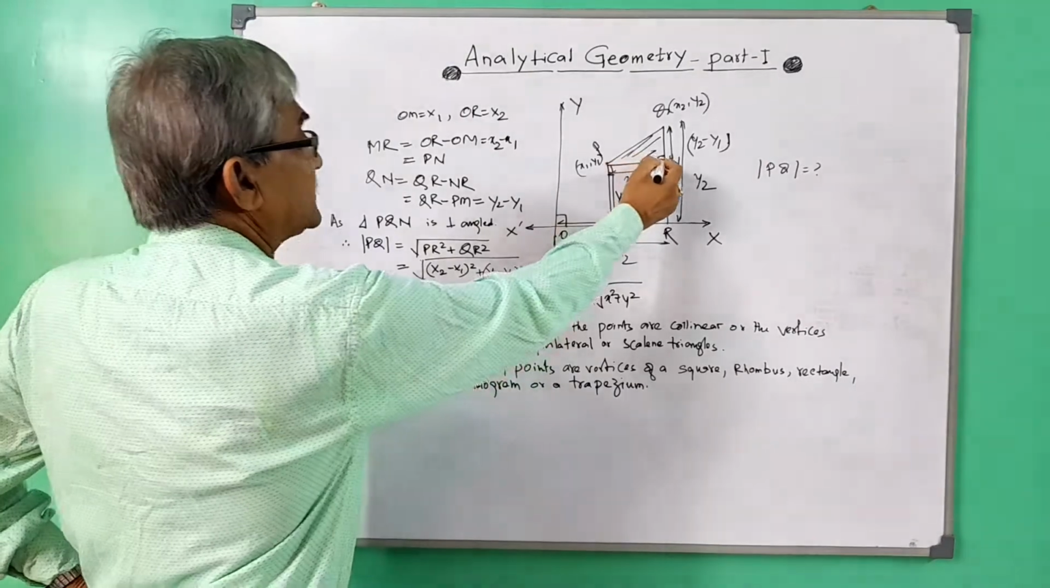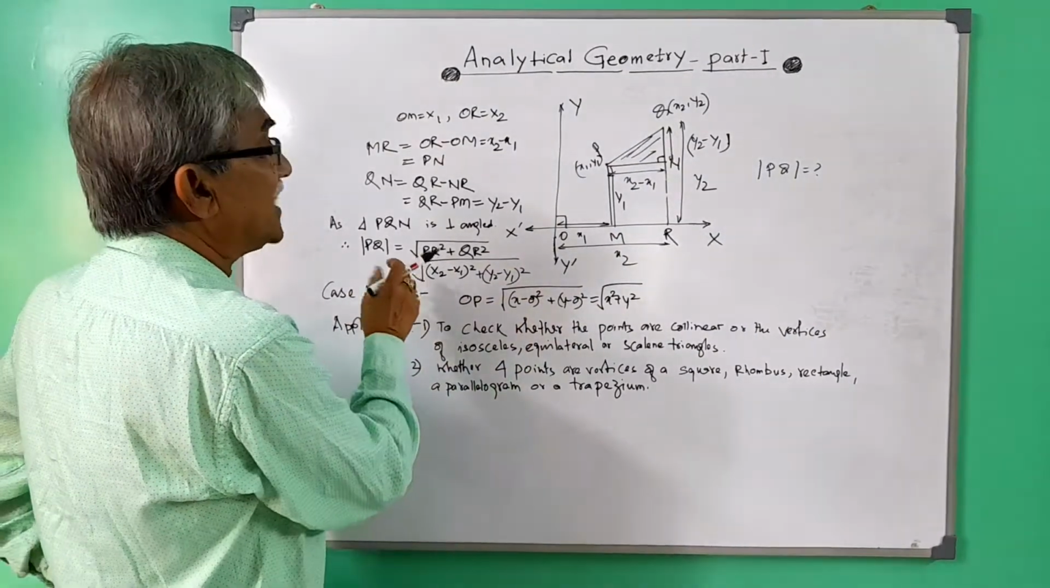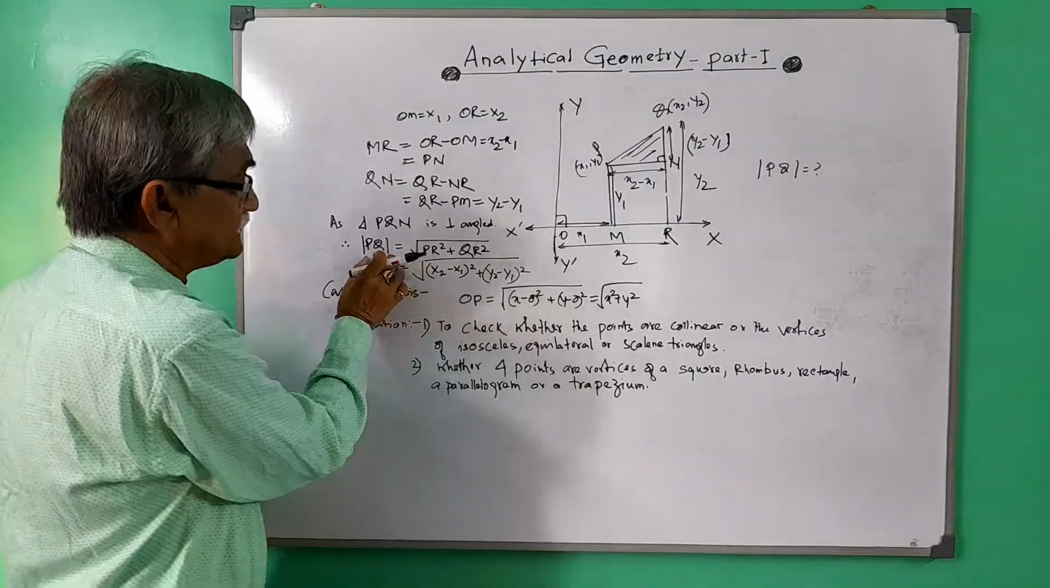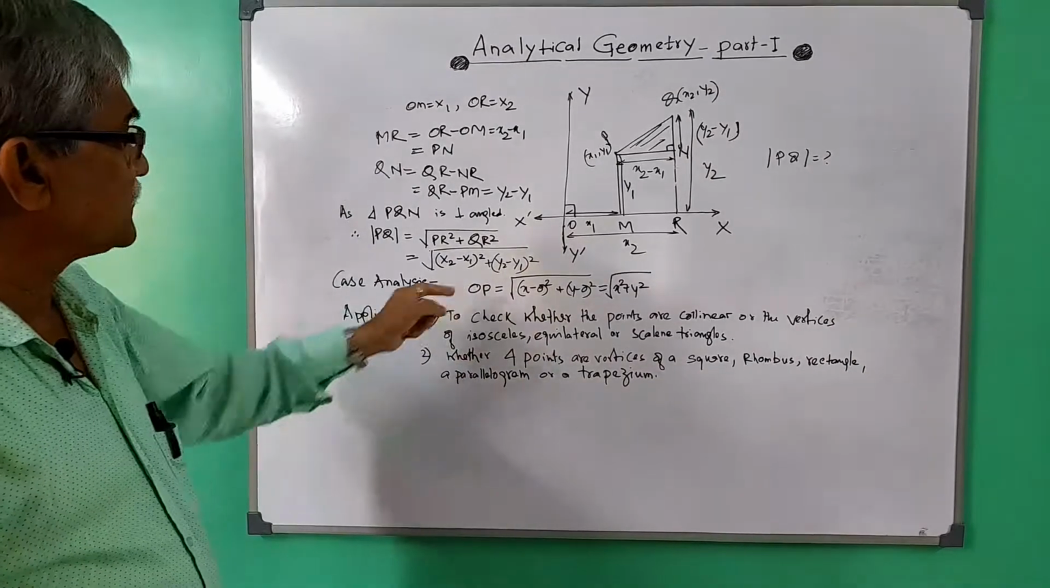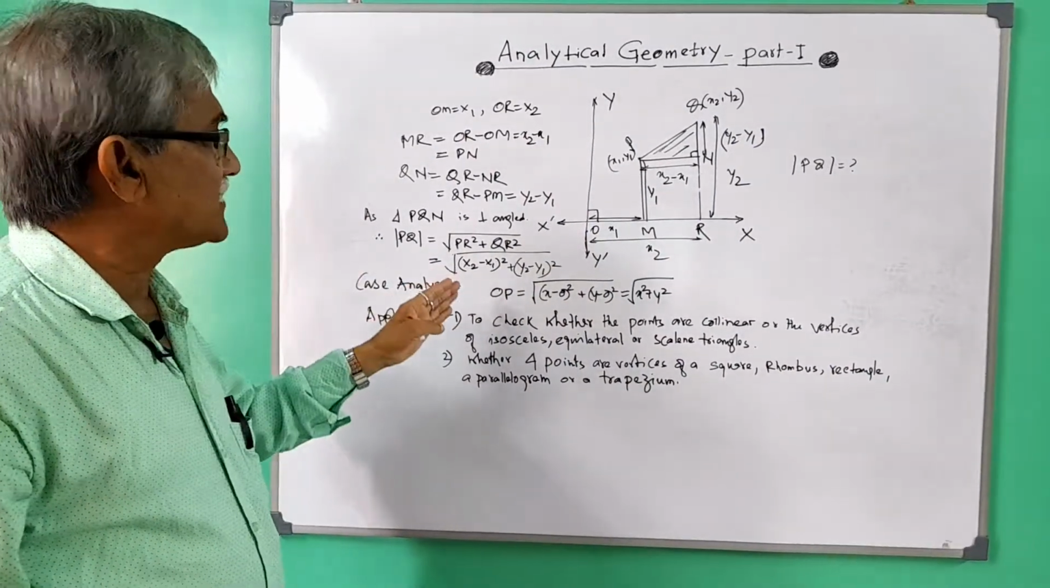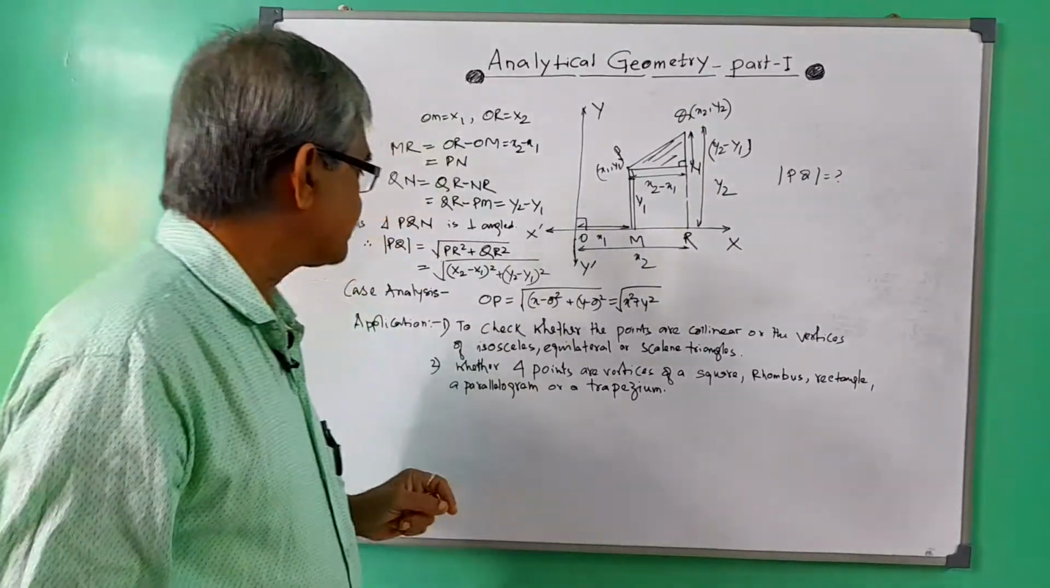Now from this triangle PQN, which is a right angle triangle, you see from the Pythagoras theorem that PQ is equal to the square root of PN square plus QN square. Simply place the values and you get the answer. So this will be the square root of (x2 minus x1) whole square plus (y2 minus y1) whole square.